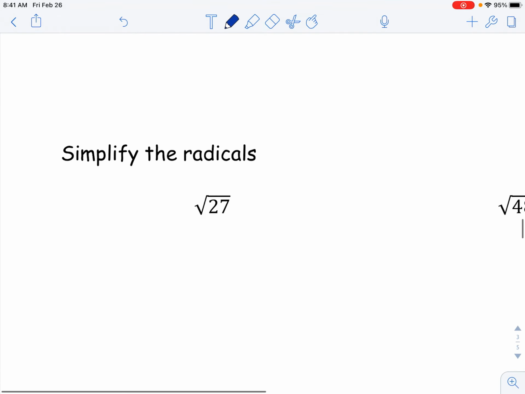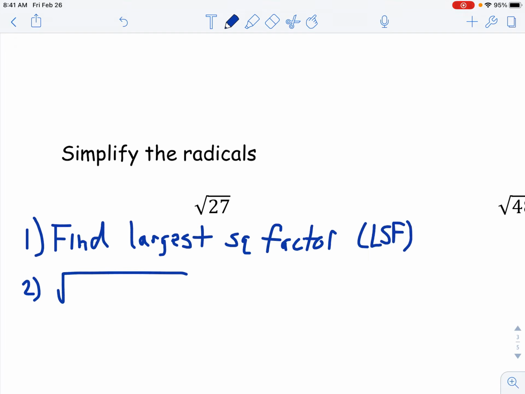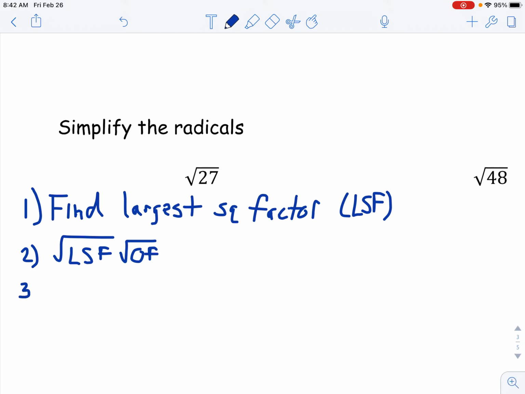Simplify radicals. Find the largest square factor. Then you do the square root of the largest square factor, times the other factor. So again, sometimes if you're not listening to my video, if you're trying to listen to music right now, you're not going to know what that means. And then simplify.